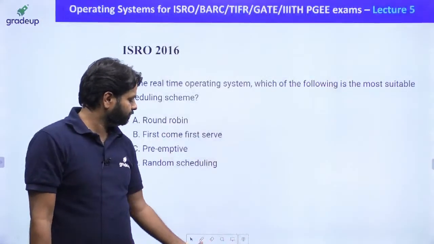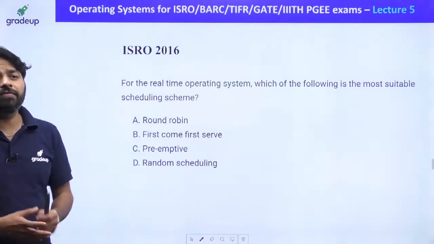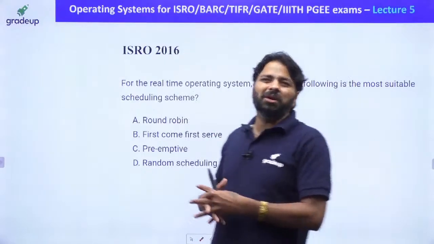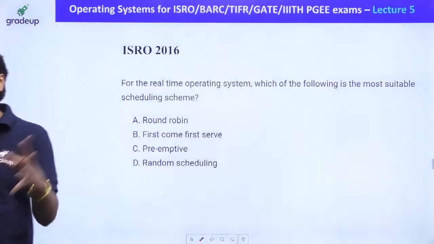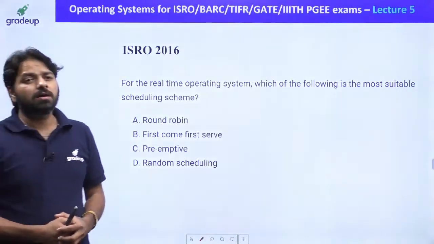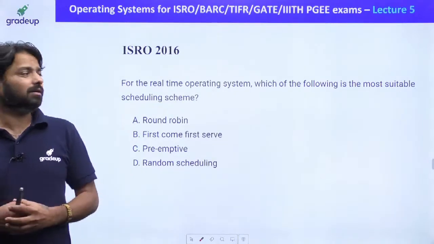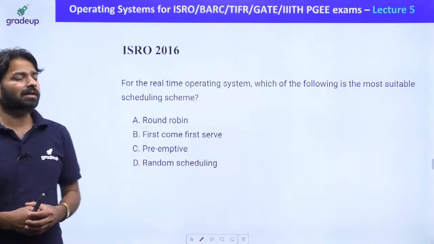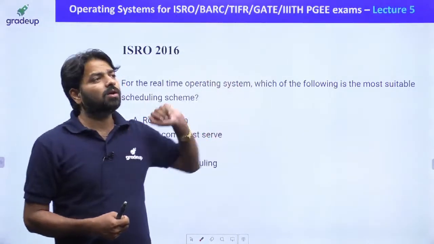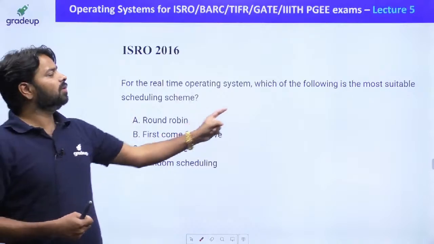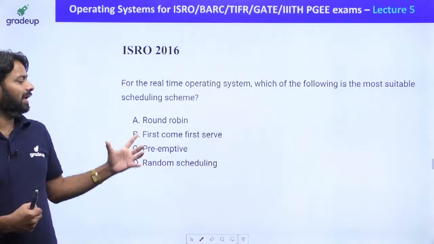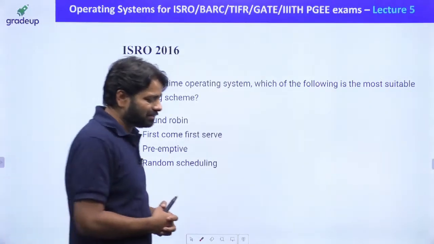Okay, next one. What is it? Yeah, a very debatable question, guys. Like you said, sir, why is optimal not suitable in real time? Even though it is a very good, very famous, best algorithm. Best algorithms are not always recommended in real time. Now this one: for a real-time operating system, which of the following is the most suitable scheduling scheme? Let's see, we're going to debate like anything.